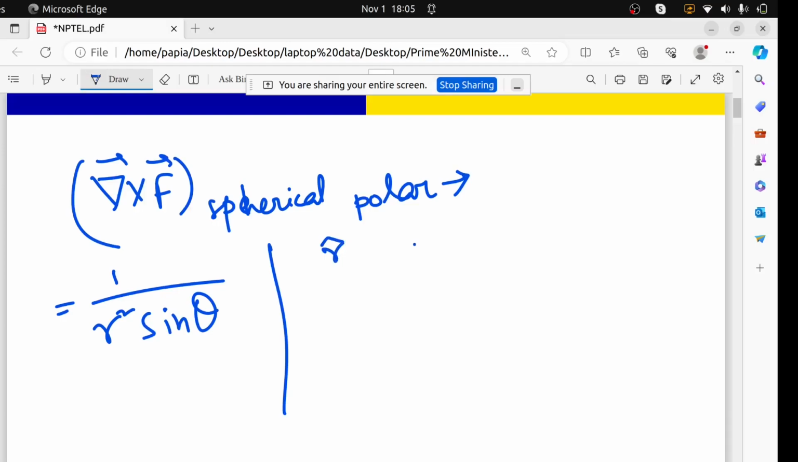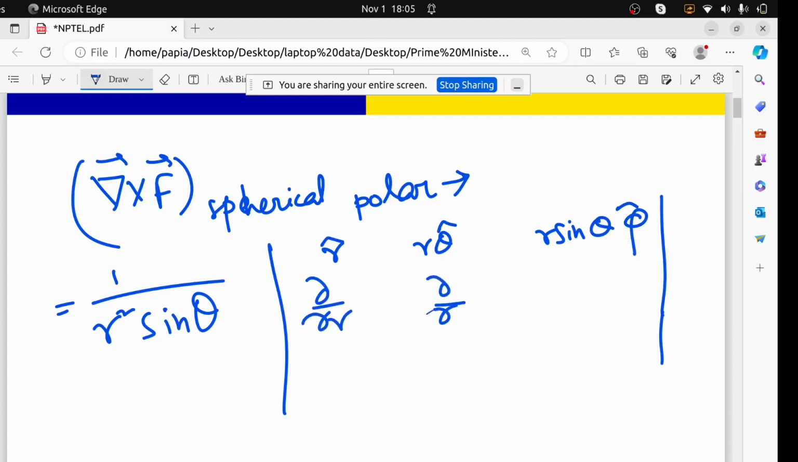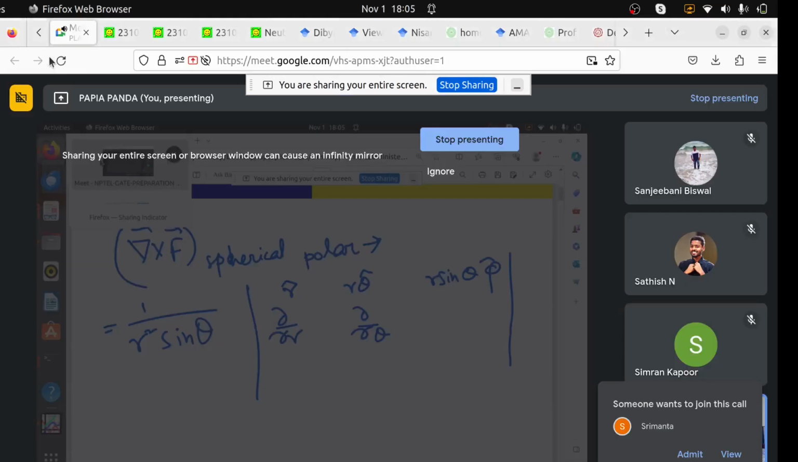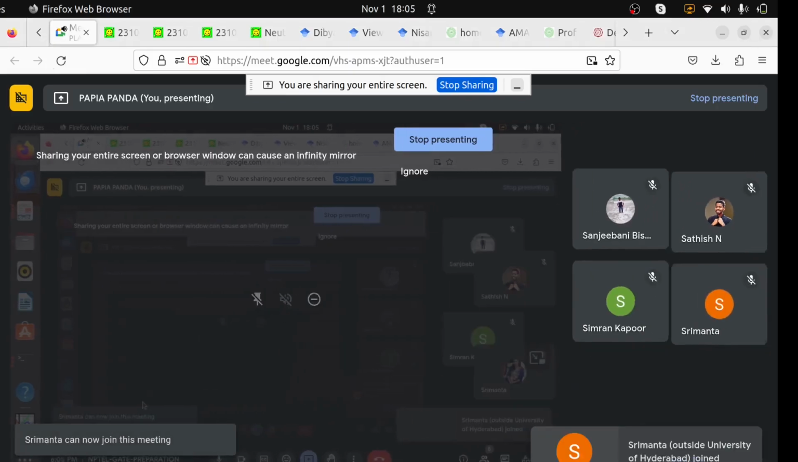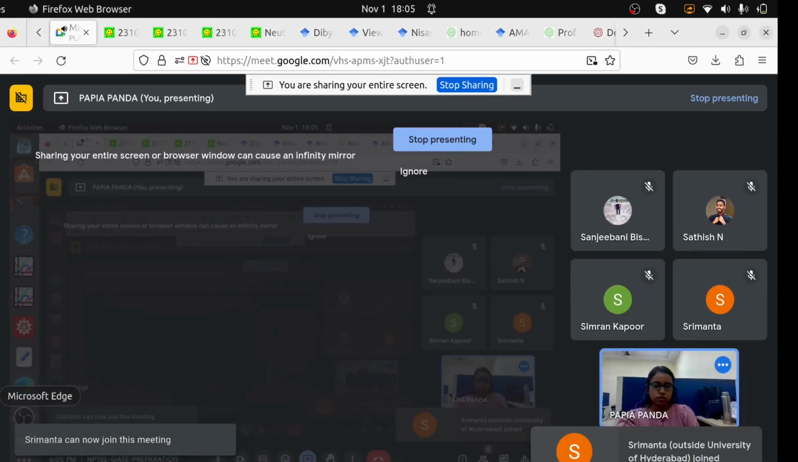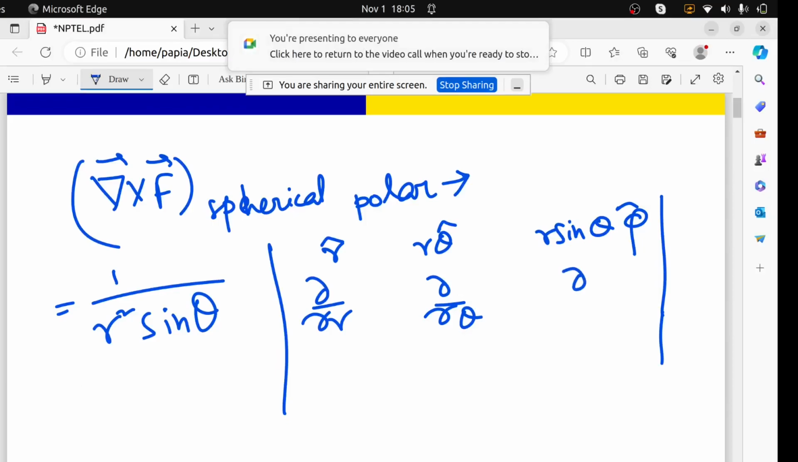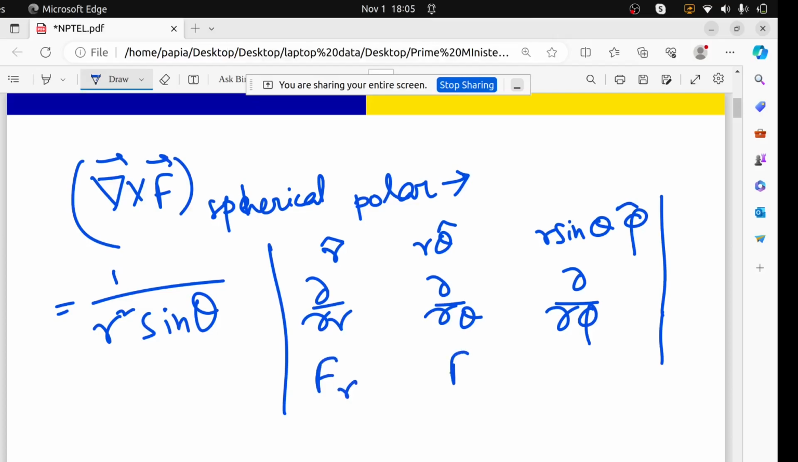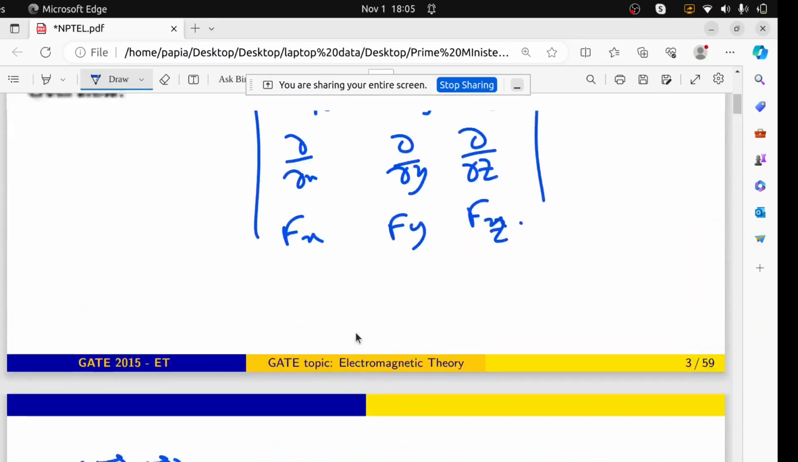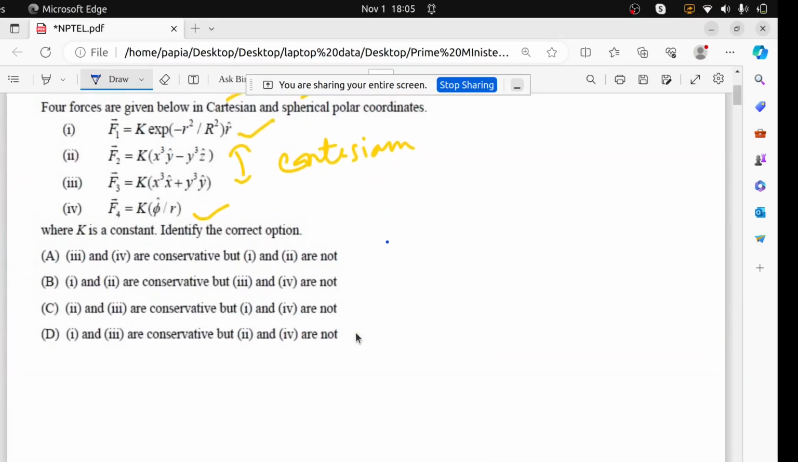I am going to write here r cap, r theta cap, r sin theta phi cap, then del r, del theta, del phi. Then there will be F of r, F of theta and F of phi. So now what will we do? We will just simply put these values.